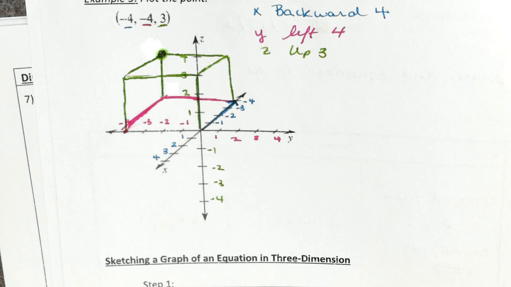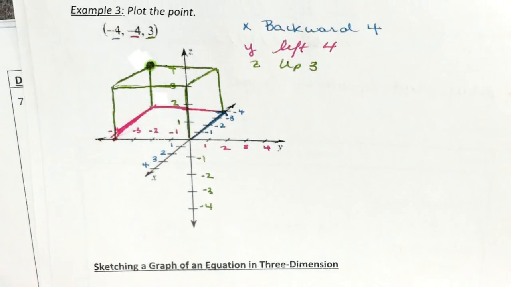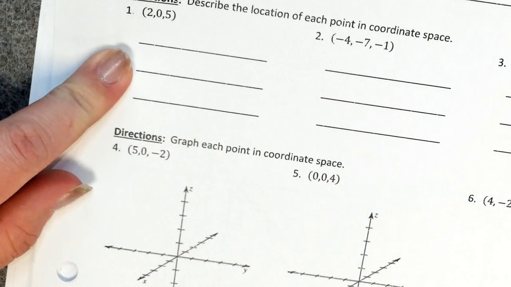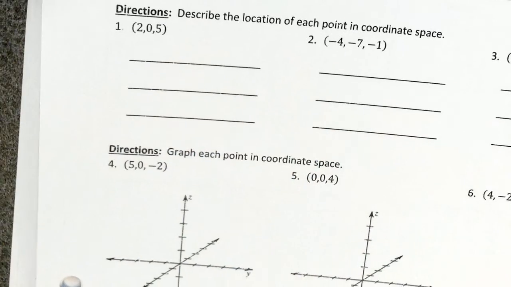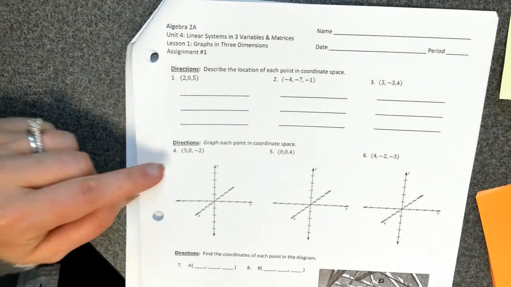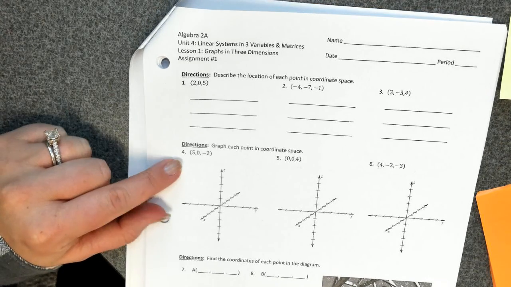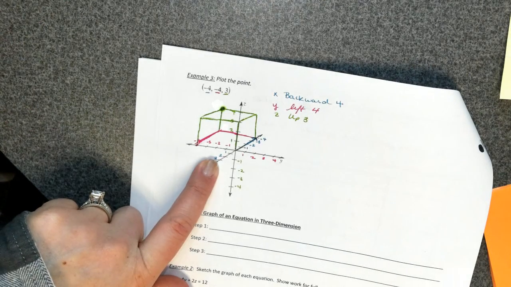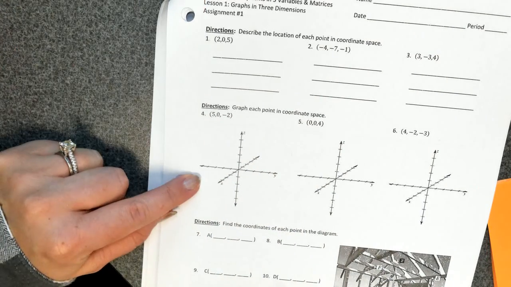Okay. So if you go to assignment 1, we're going to skip the equation part of this for right now. Okay, I'm going to give you guys some time to work on the actual assignment. If you go to the assignment, you can now complete numbers 1, 2, and 3. Okay, those are just describing the location. So tell me, how far forward or back does it go? How far left or right does it go? How far up or down does it go? For 4, 5, and 6, you're going to graph just like we did on this one right here. Okay, so you're working on drawing that box and then identifying where that point is.